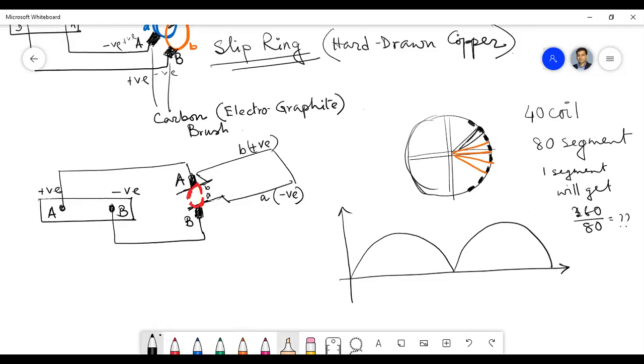Okay, I will show that. I think I have some construction. Okay, just a minute. I have some rotor, the image of a rotor. So I'll show you that.